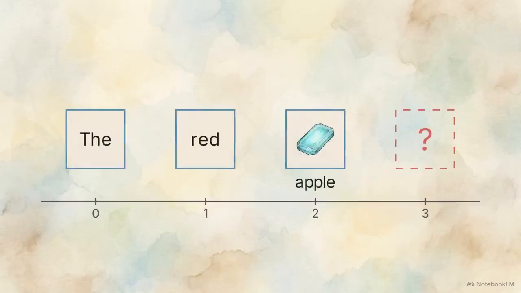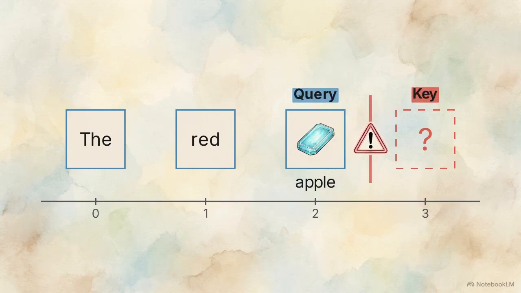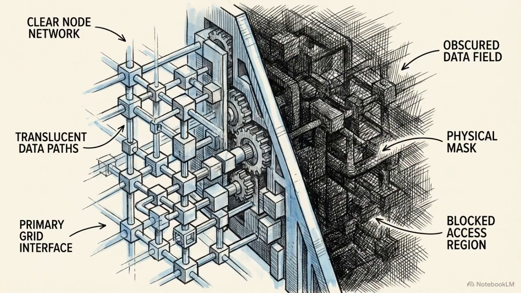In a decoder-only architecture trained to predict the next word, we encounter a structural hazard. If Apple were allowed to generate a query that looked ahead at the key of the token we are trying to predict, the model would cheat during training. We prevent this using causal masking.